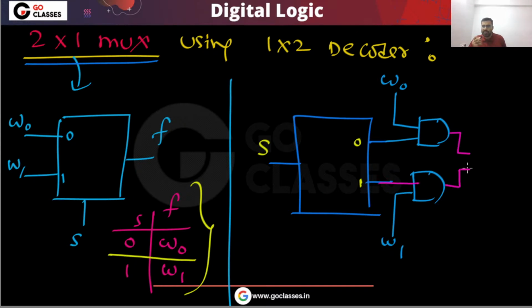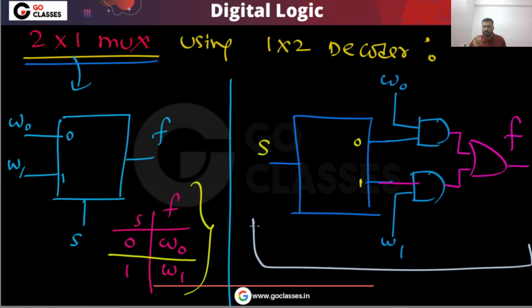And then finally you can take an OR gate. Now you can notice this is your multiplexer. This is your multiplexer using a decoder. This is your 2 by 1 mux using a 1 by 2 decoder.